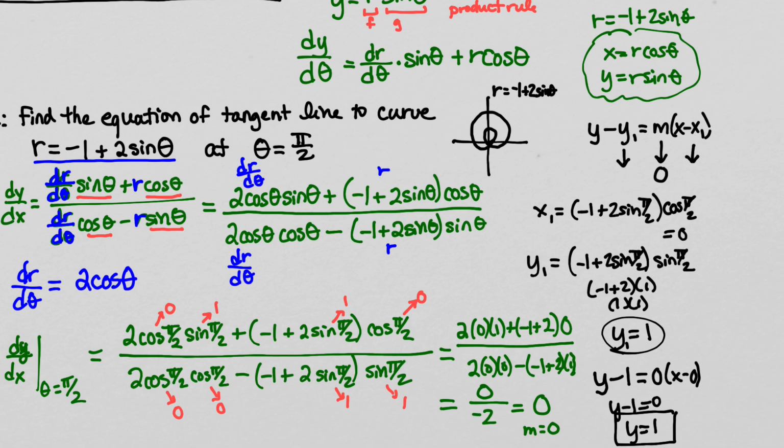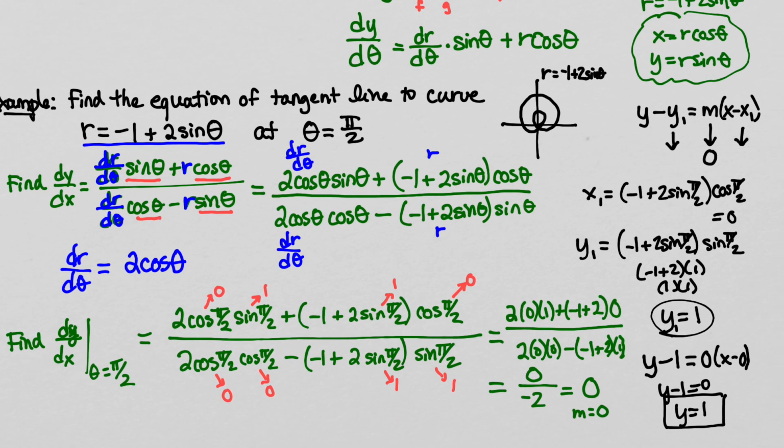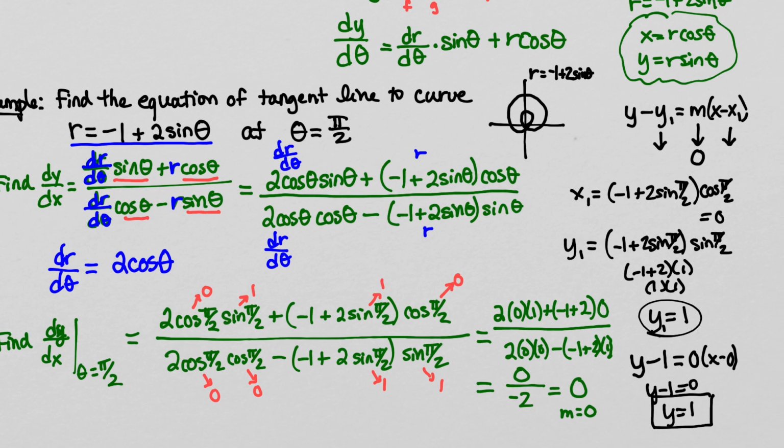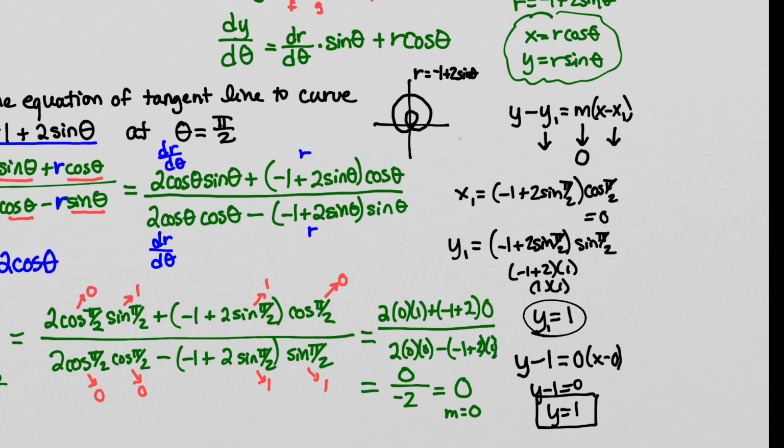But the steps are going to remain the same. To get the equation of a tangent line, we'll take dy dx, and then we'll use y minus y1 equals m times x minus x1. And anytime you need to find x and y when you have polar involved, you're going to use x is r cos theta, y is r sine theta. Okay, guys?